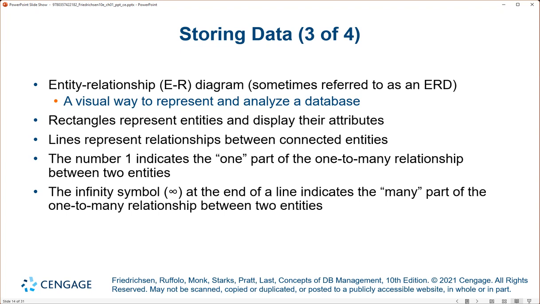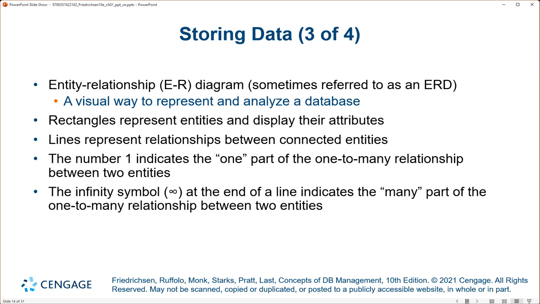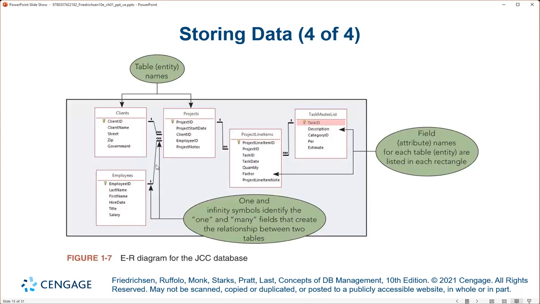So you're going to see different boxes, different rectangles, and those represent the different tables, the different entities. Then you're going to see lines connecting the different boxes together. Those are the relationships between those different tables. As I mentioned earlier, we're going to have one-to-many relationships. When you see the number one on one end of the line, that indicates the one part of it, and the many part is represented by an infinity symbol. So when you see one on one end and the infinity on the other, that's a one-to-many relationship. Let's take a look at one.